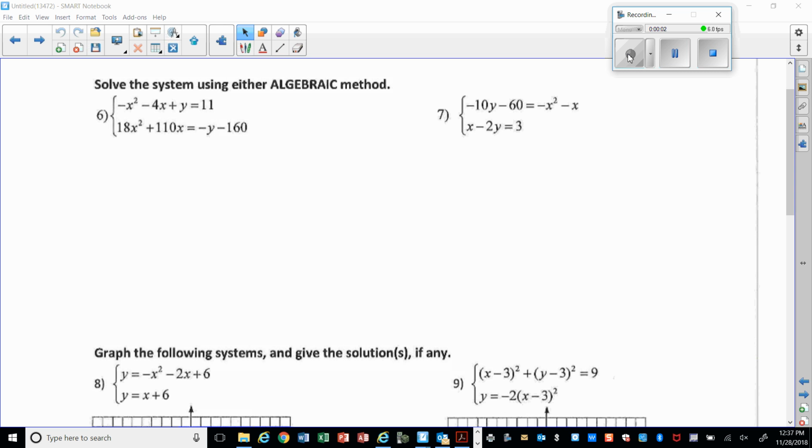Okay, so for number 7, we're going to solve a system. We have 2 equations, so that's a system of equations. We want to find the points where these 2 functions intersect.